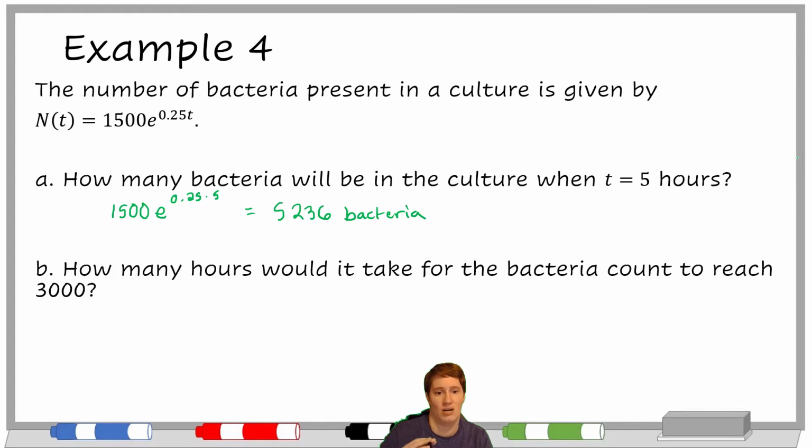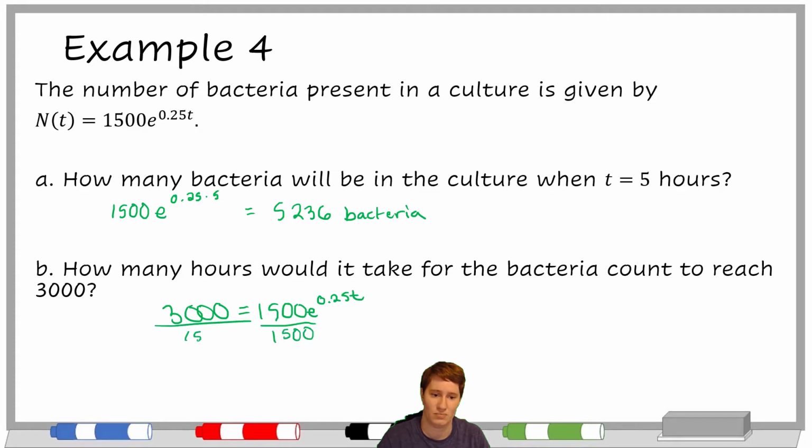Once we've got 3,000, it'll take the same amount of time to go from 3,000 to 6,000 as it did to go from 1,500 to 3,000. It's interesting to think about. So since we're talking about wanting the bacteria to be 3,000, that goes on the left side. And then we're going to solve this equation for t. So here's how that's going to work. We're going to divide the 1,500 over and get 2, that's nice, equals e to the 0.25t.